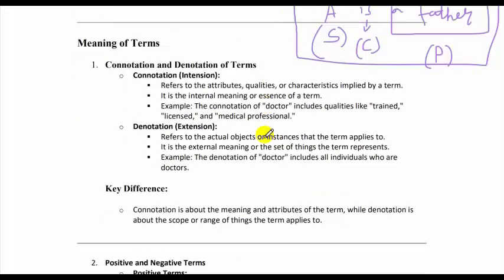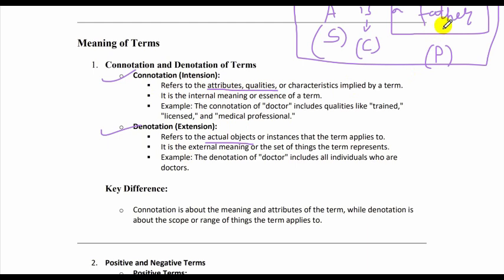Let's move on further to the meaning of terms, connotation and denotation of terms. What does connotation mean and denotation mean? We'll start with the denotation first. Denotation means extension. It refers to the actual objects or instances that the term applies to. We'll look at the examples a little later on. Whereas the connotation applies to the attributes or the qualities.